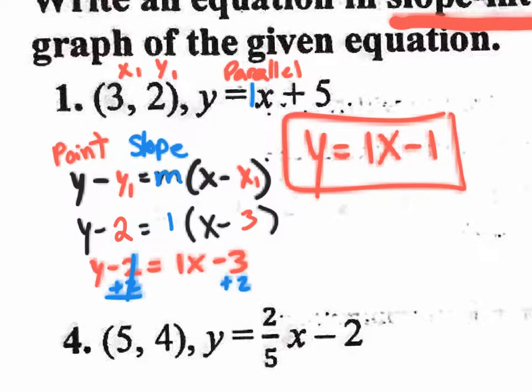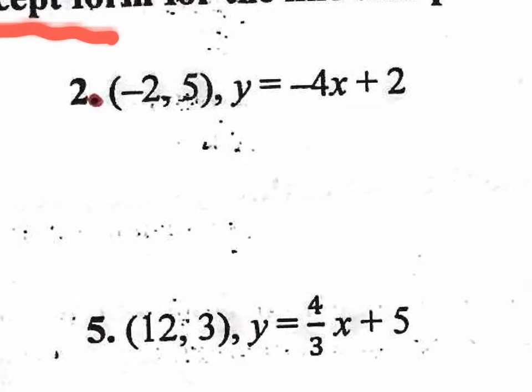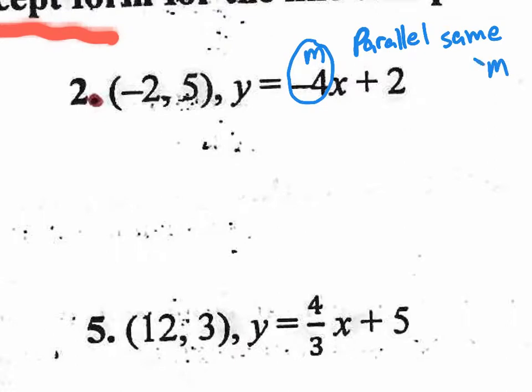Now, let's do a couple more of these. Number 2. They want it in slope-intercept form, and they tell us that our line is parallel. Now, if they tell you it's parallel, they're telling you that your line is going to have the same exact slope as this one. That's what parallel means. Parallel means same slope, same m value.